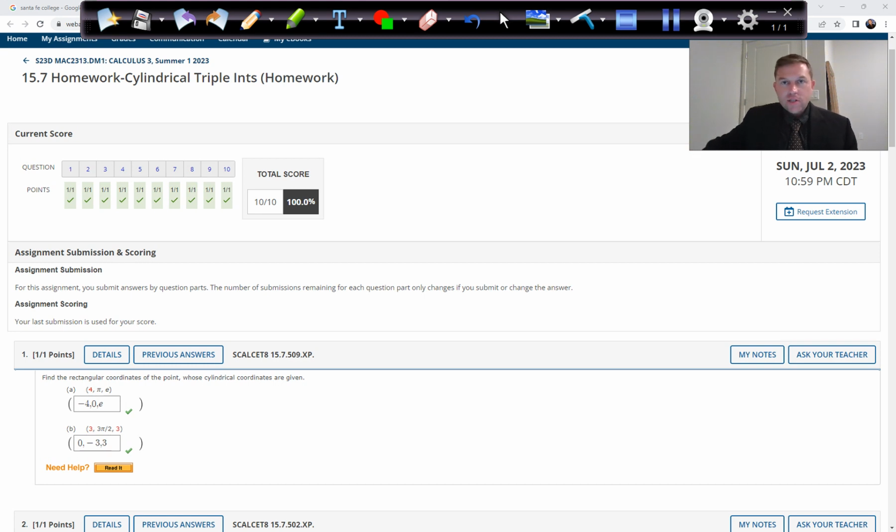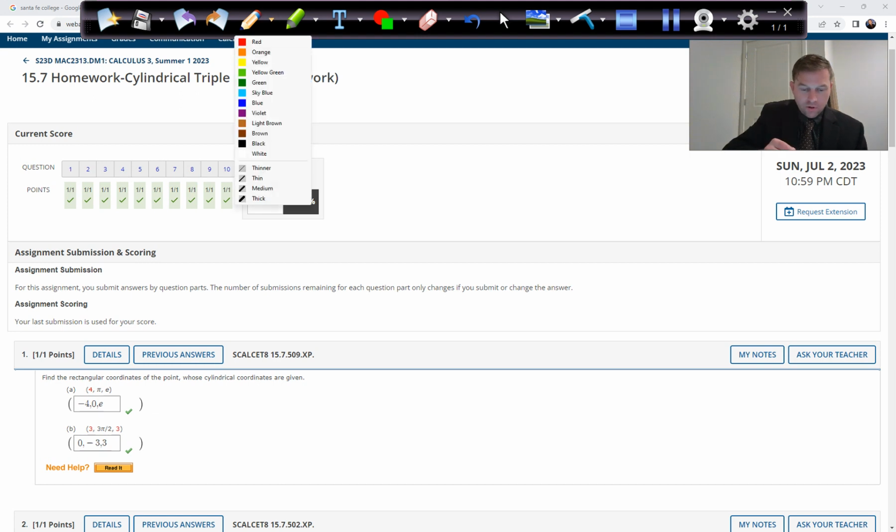In Chapter 15, Section 7, we'll look at cylindrical triple integrals, and we'll see how this can greatly simplify things when we are dealing with curved surfaces, curved volumes, things that have symmetry, that are being rotated about an axis, stuff like that. Okay, so the first problem says find the rectangular coordinates of the point whose cylindrical coordinates are given.